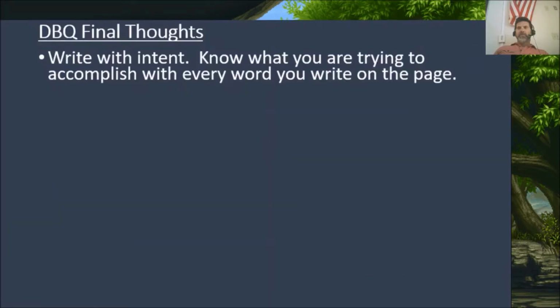So, just a couple of final thoughts about the DBQ. Number 1, write with intent. Know what you are trying to accomplish with every single word that you write on the page. So always think, am I writing my context now? Am I writing my thesis statement? Am I writing a topic sentence that establishes an argument for a body paragraph? Am I explaining evidence and how it supports my argument? Am I attempting sourcing on a document? Always think about what you are actually trying to accomplish to make sure that you are going after those points.